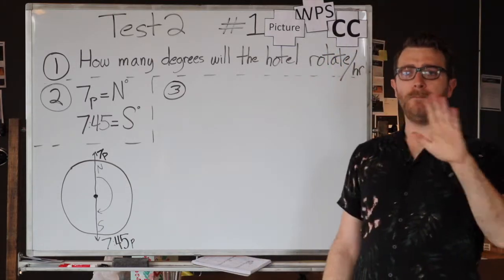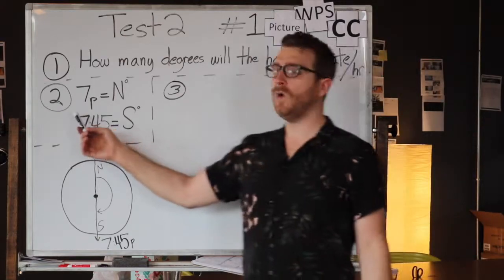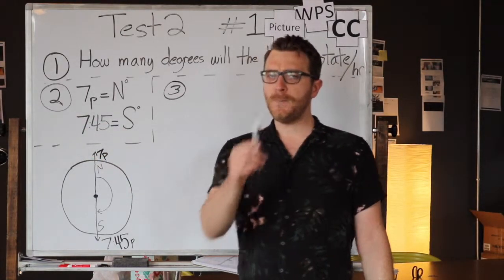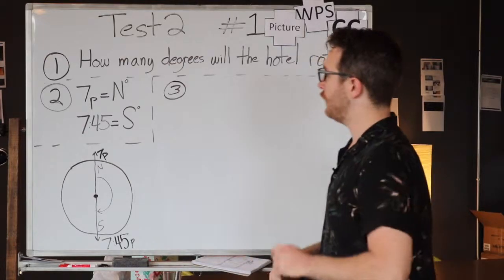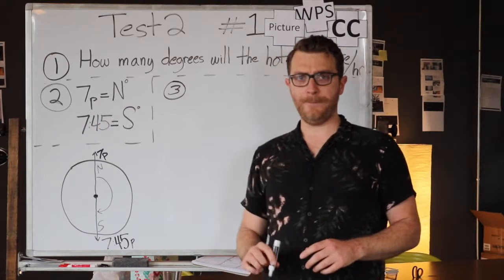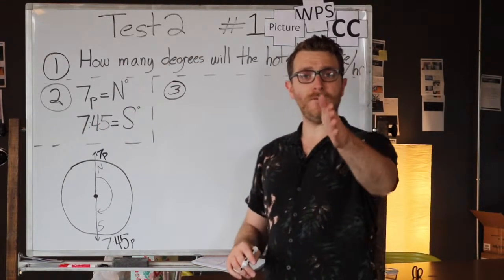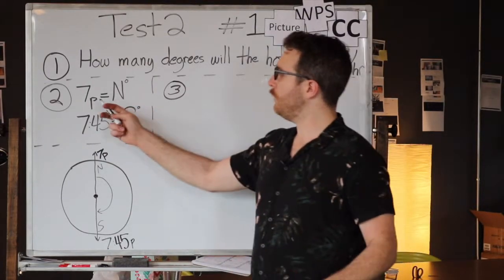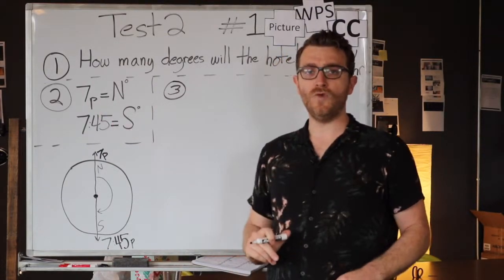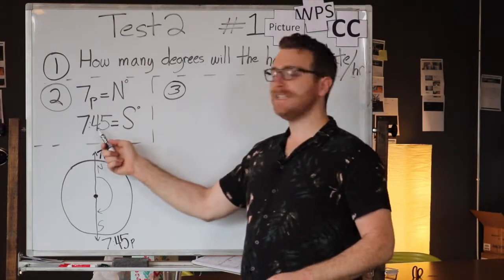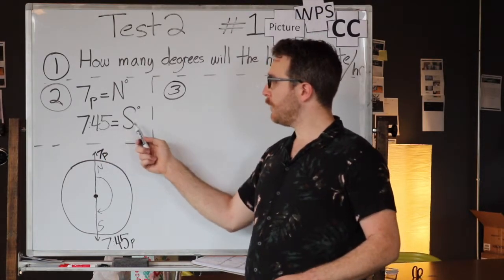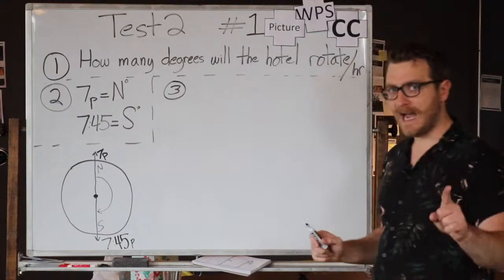Next, we want to write down all the information in step 2. What do we already know? 2 pieces of information that they've given us in this question are, at 7 p.m., the hotel, from the view of the 2 people sitting in the restaurant, was rotated exactly due north. But they noticed at 7:45, it was rotated exactly due south.